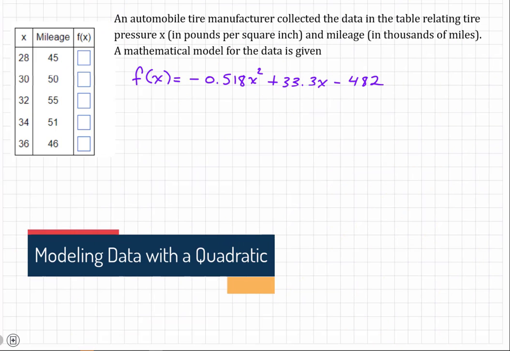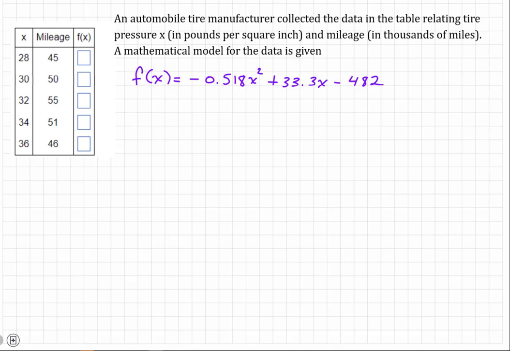Right, so we're given a problem like this. An automobile tire manufacturer collected the data in this table to the left relating tire pressure, which is certainly in pounds per square inch, and mileage in thousands of miles. So in other words, I can look at this and see, well, if we have 28 pounds per square inch of pressure, then my mileage gets me 45,000.